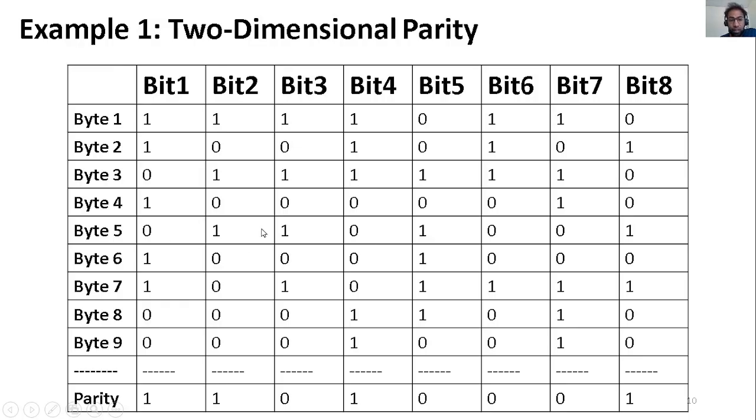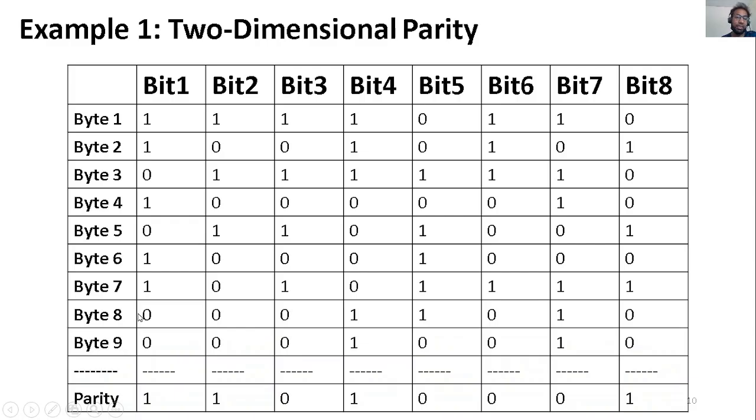In byte 5, we have 3 ones, and then one is added as a parity bit. And in byte 6, 1, 2, there are 2 ones. So the parity bit added is 0, to maintain the even parity. And byte 7, there are 1, 2, 3, 4, 5, 6 ones. So the parity bit added is 1.